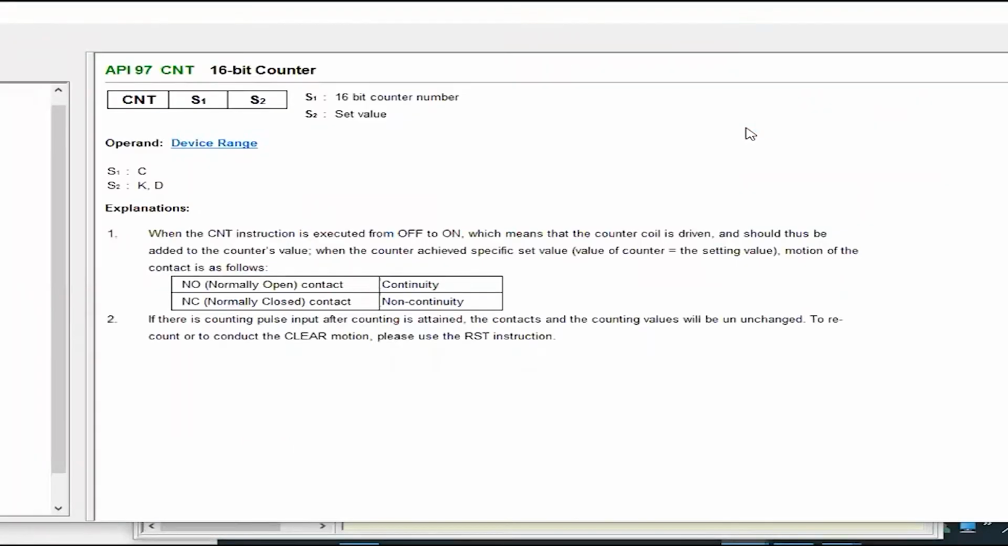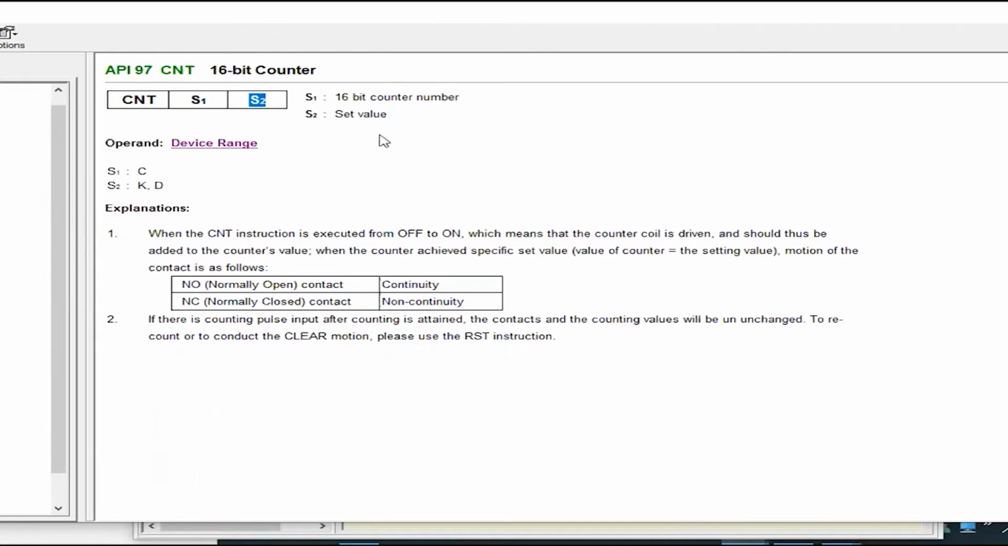CNT is the counter, which is a 16-bit counter, and it has two variables, S1 and S2. S1 is the counter number, and S2 is the set value. Okay, like a timer only, so nothing is different from a timer.